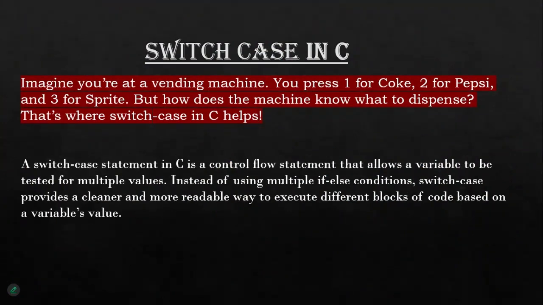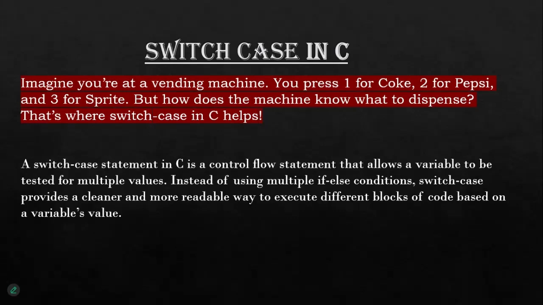Imagine that you have a vending machine. You press 1 for Coke, 2 for Pepsi, and 3 for Sprite. But how does the machine know what to dispense? That's where switch case in C helps.